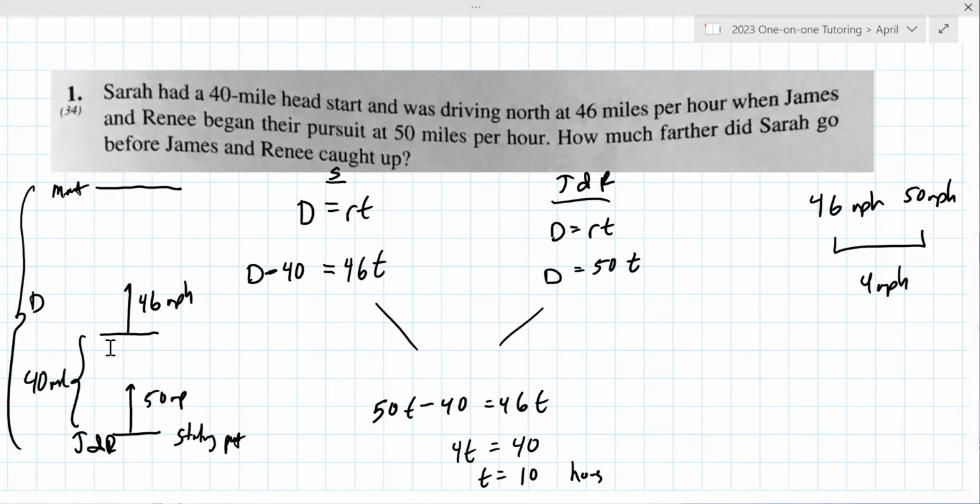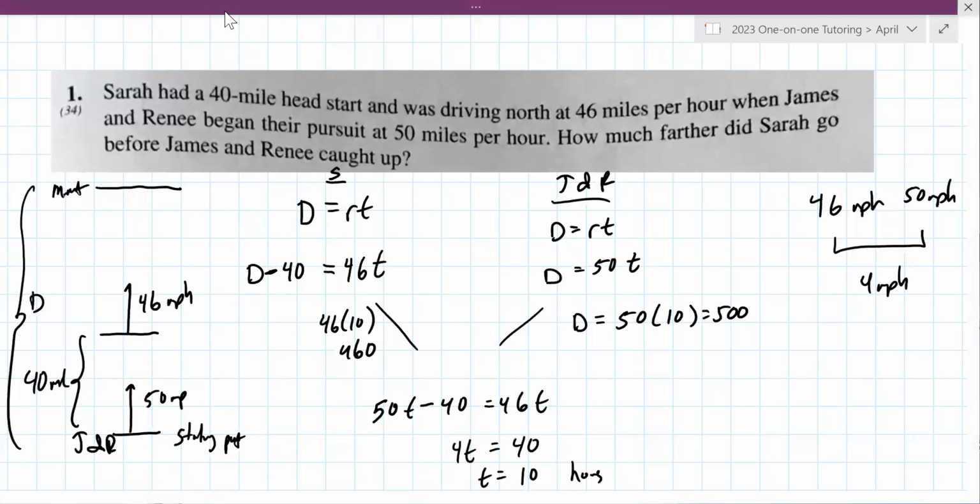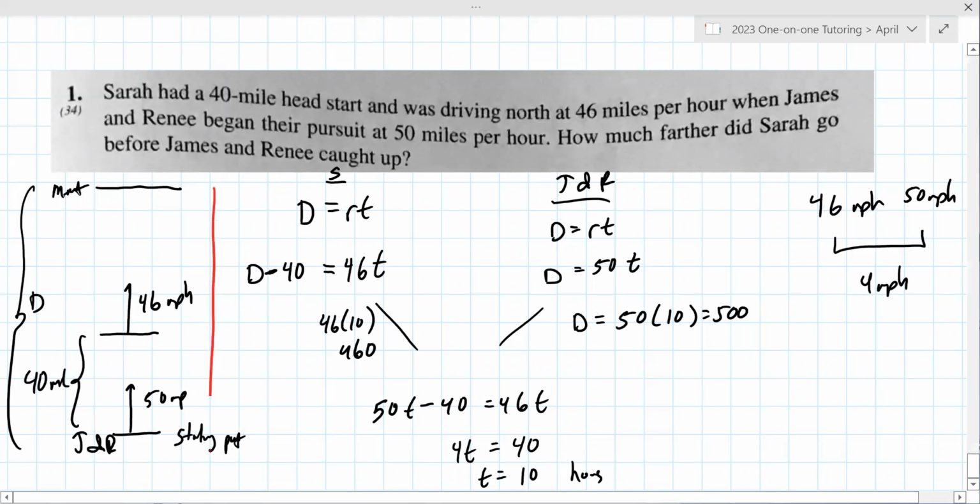So we know in 10 hours they get caught up. In 10 hours, the distance that J and R go is 50 times 10, that's 500. And 46 times 10 is 460. So if we put that information back in our drawing over here, the whole distance is 500, and Sarah goes 460 before they get caught up. Everything matches up there.